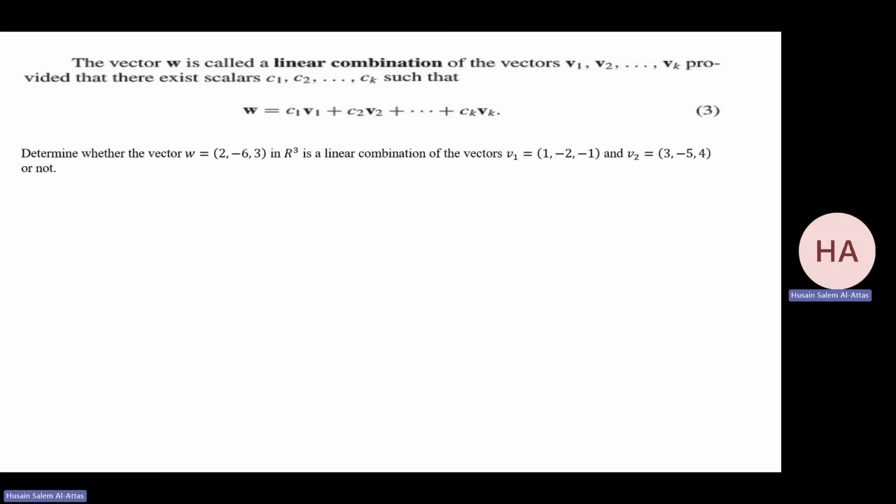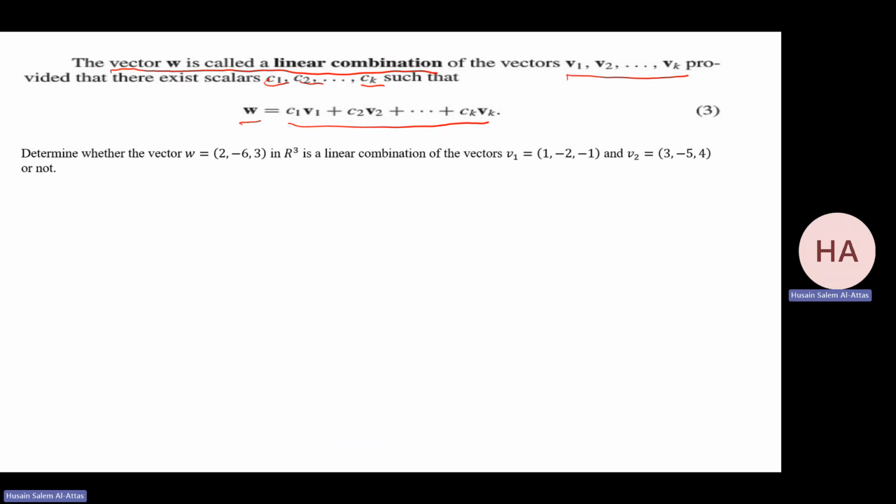So what is the definition of linear combination? We say a vector W is a linear combination of these k vectors provided that there exist scalars C1, C2, up to Ck such that W is written in this way. It's almost the same definition as what we did before, but now we have k vectors. Before, sometimes we had 2 vectors, 3 vectors. Now we extend it to k vectors.